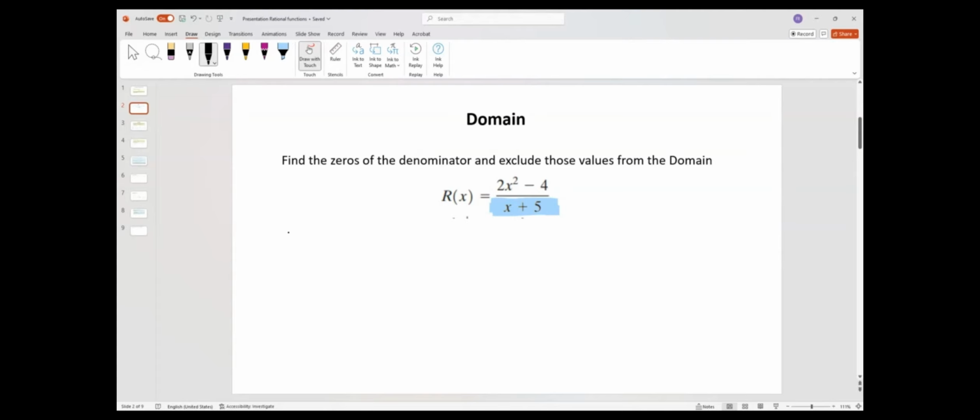To find the zeros, you will basically get your denominator and make it equal 0. You will then solve this equation. And now we know that this number, -5, is the number that we must exclude from the domain of the function because it makes the denominator of the function equal 0. So -5 must be excluded from the domain of the function.